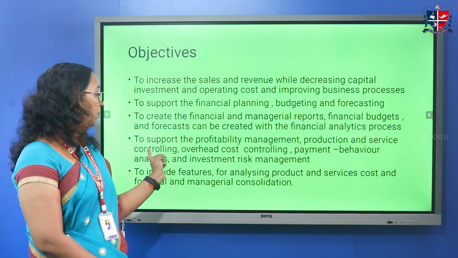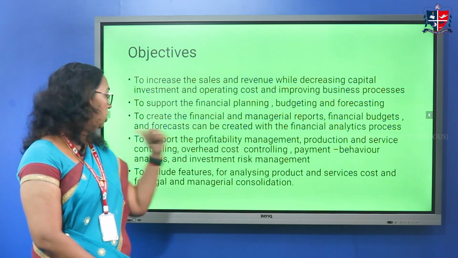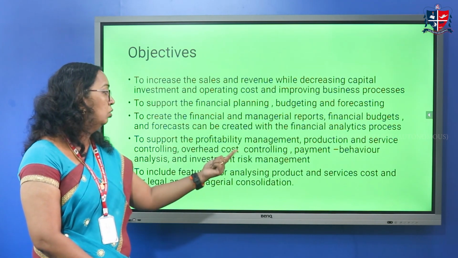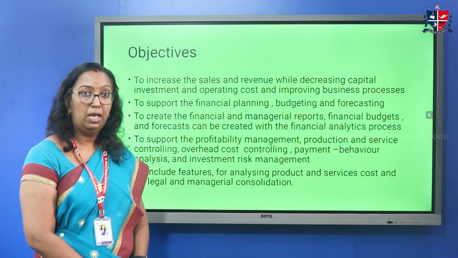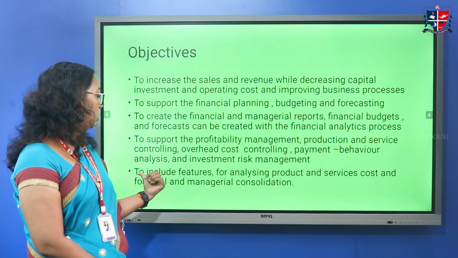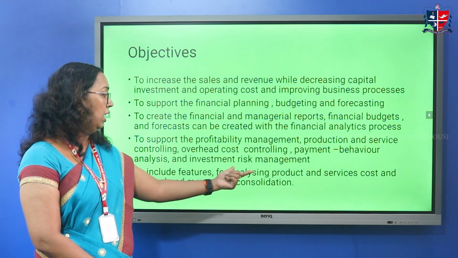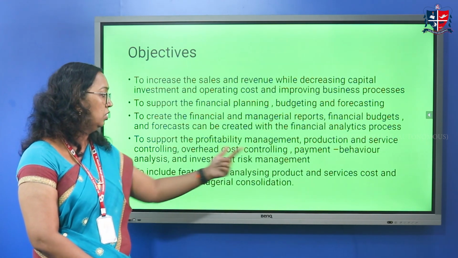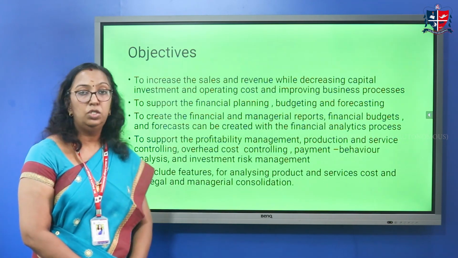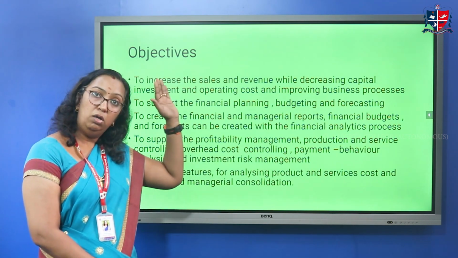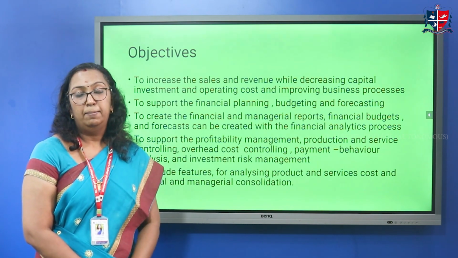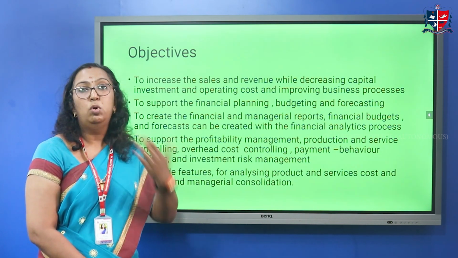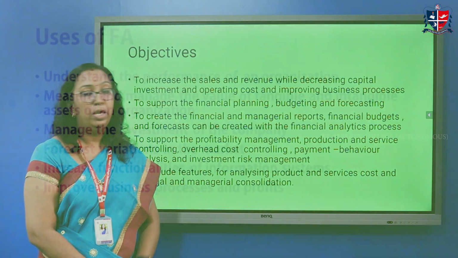The fourth objective is to support profitability management, production and service controlling, overhead cost controlling, payment behavior analysis, and investment and risk management. The fifth objective is to include features for analyzing product and services cost and for legal and managerial consolidation. All these objectives will help the firm to create a much more strategy-oriented business.